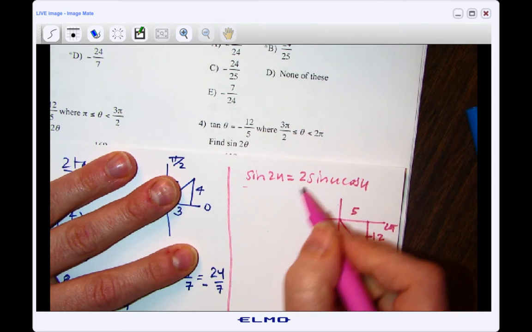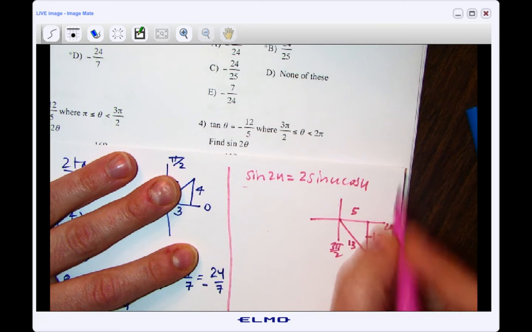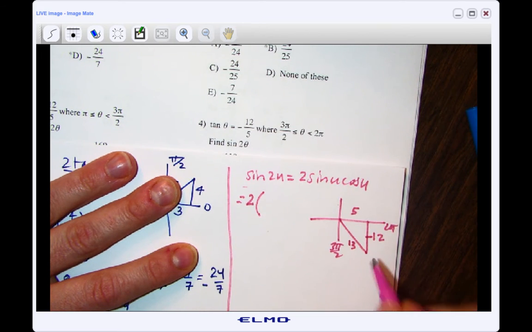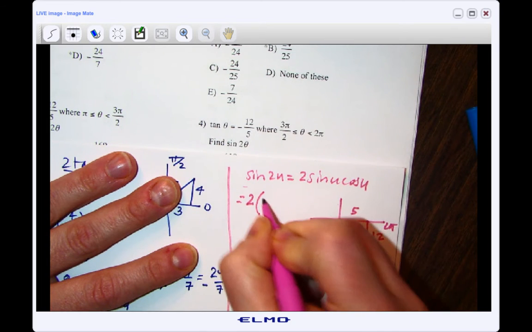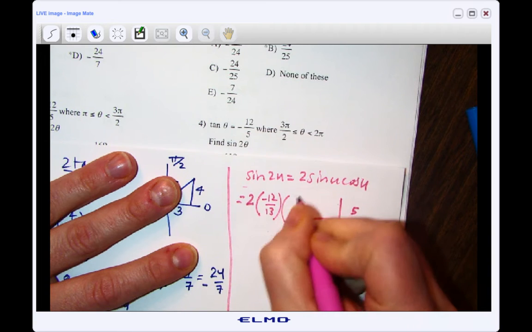Now all I have to do is plug them in. What do I need to know? I need to know the sine and the cosine of this angle. So sine 2u is going to be equal to 2 times the sine of this angle, which is negative 12 over 13, times the cosine of this angle, which is 5 over 13.